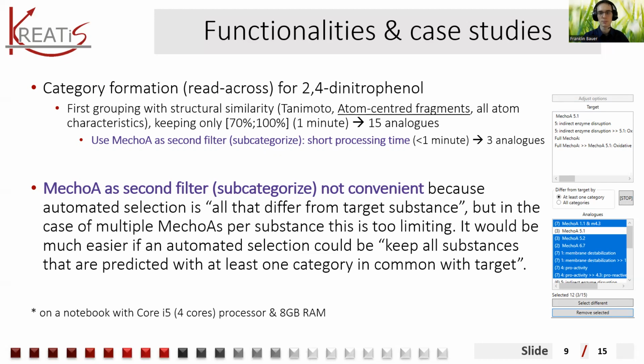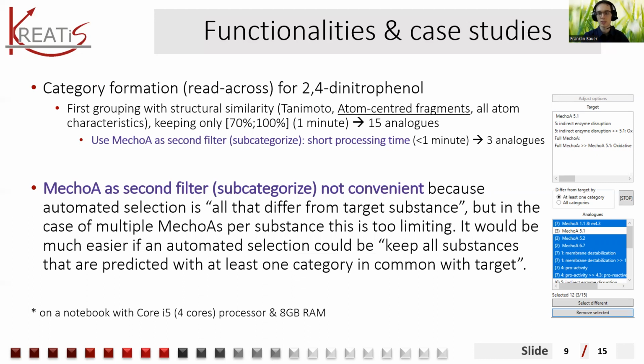We must recognize that MechoA is often not convenient to use in the subcategorized step, because the toolbox proposes only one automated selection of analogs, which is to remove all substances with predicted categories that differ from the target substance. This is an issue because the MechoA scheme often predicts several categories per substance. E.g., a substance can have both MechoA 1.2 and MechoA 4.3.